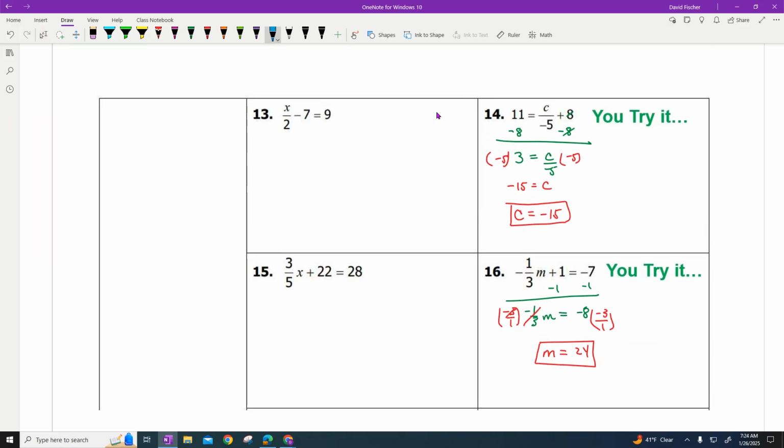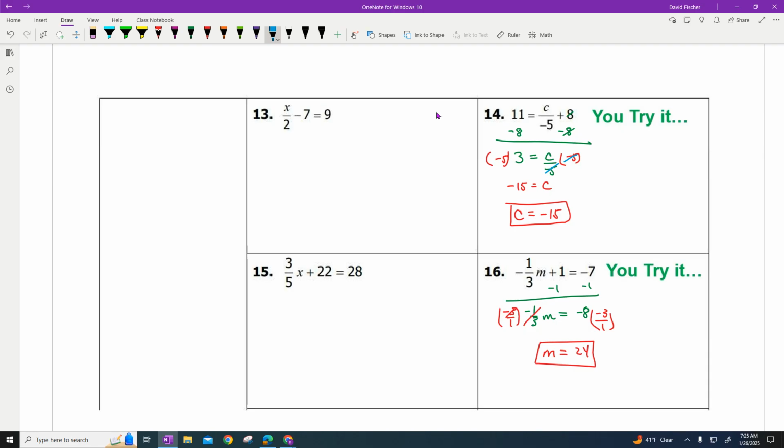On 11 I want to subtract 8 from both sides. That's 3. I got c over negative 5 here. And over here I got negative 3. Now to get rid of that negative 5, I'm going to multiply both sides, because right now it says c divided by negative 5. So multiply both sides by negative 5. Those guys go away. And now negative 5 times 3 is negative 15.